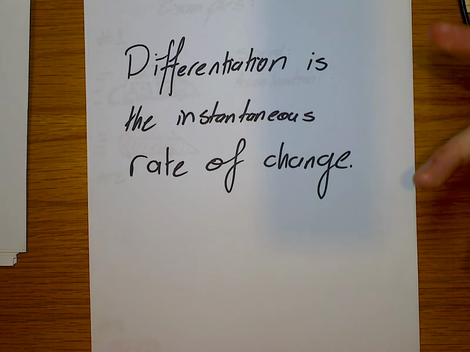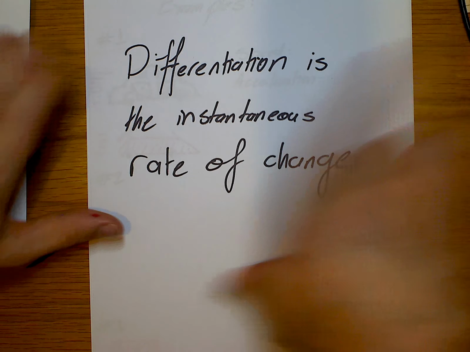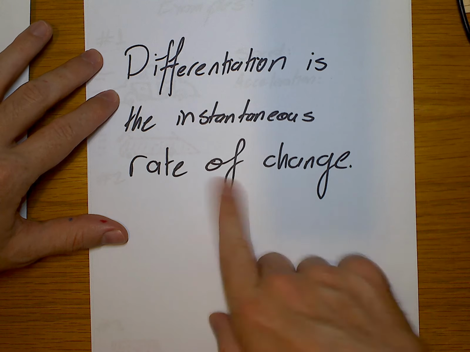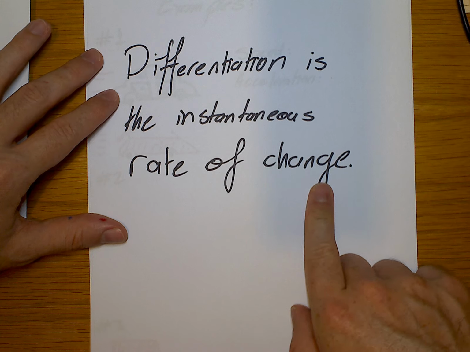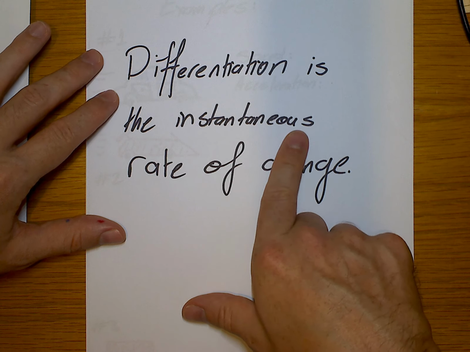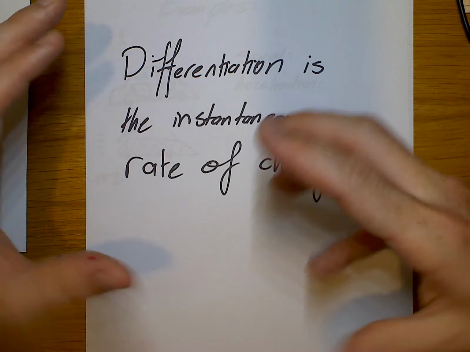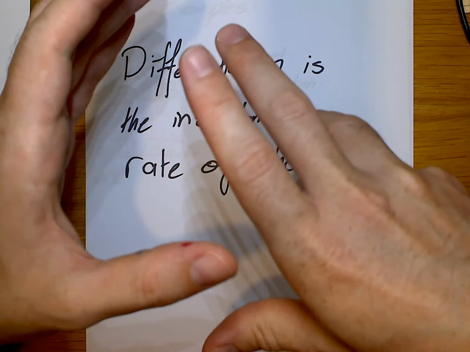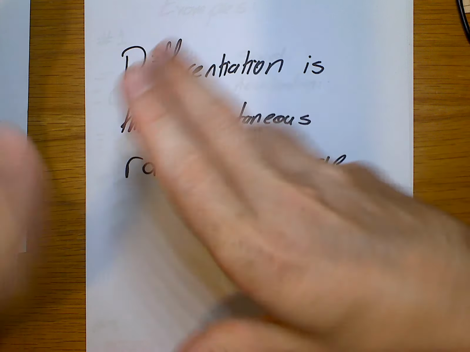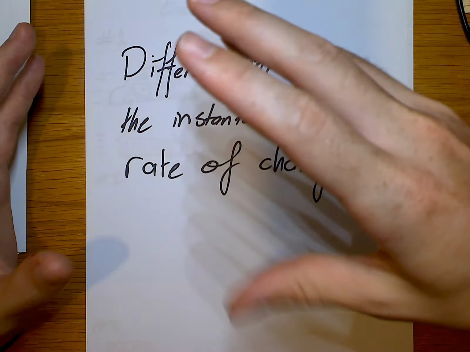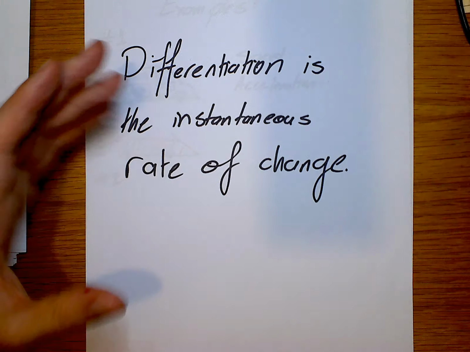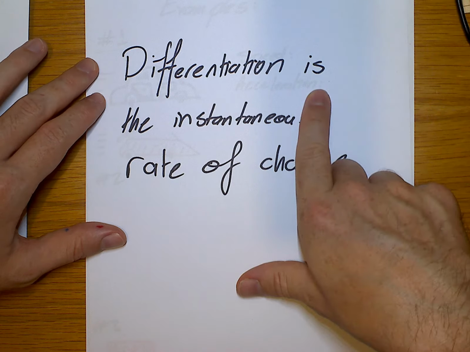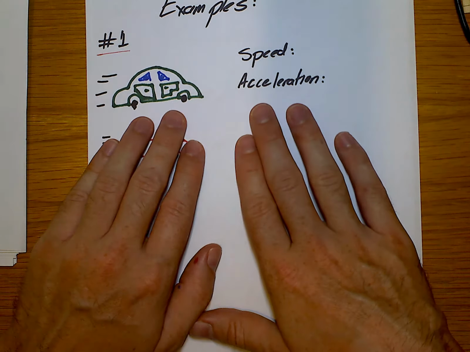But just to give you the idea of why we're learning this and what it relates to, differentiation is the instantaneous rate of change. That is the rate of change at any time. If an object is moving or changing, the way it is moving, or the rate at which it is slowing down or speeding up, that's going to be its differentiation. So let's go to an example that we can all understand.